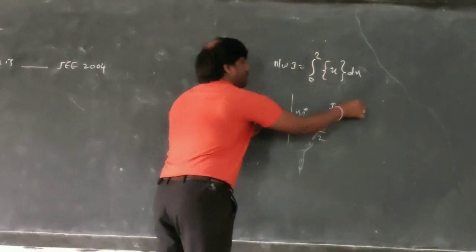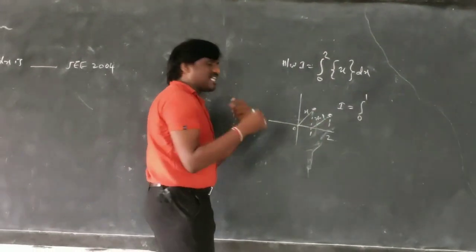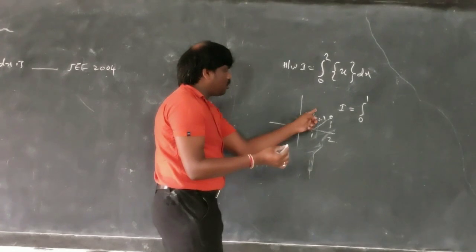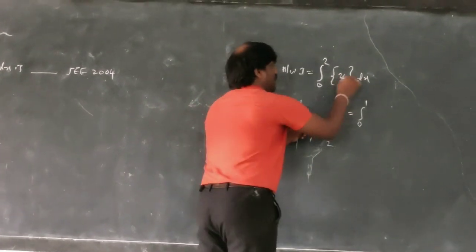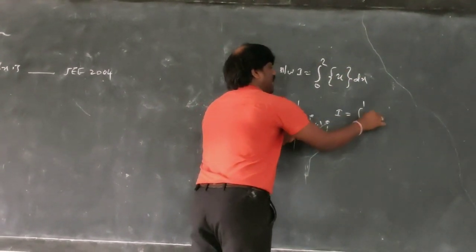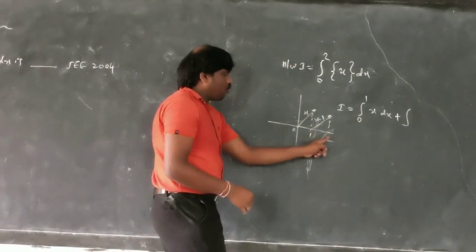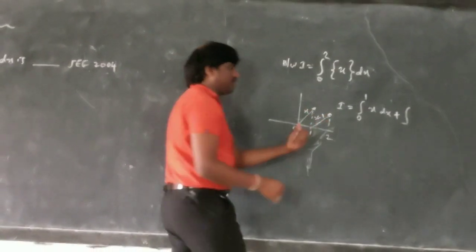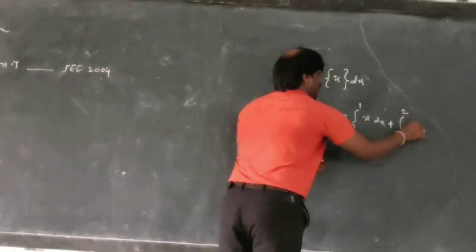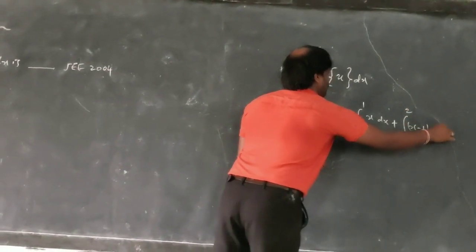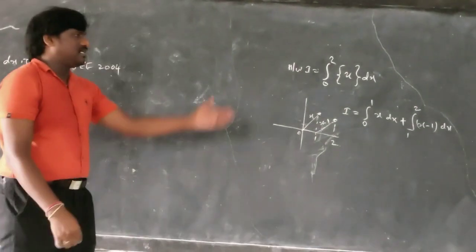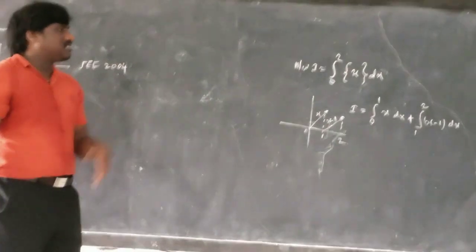Integration 0 to 2 can be broken as 0 to 1. Fractional part of x graph, you know 0 to 1 is x. So I will get this as integration of fractional part x dx, plus integration 1 to 2. 1 to 2 is what? x minus 1, that is x minus 1 dx. And now you can integrate this one, very simple, and substitute that. And you can do it, that's very simple.